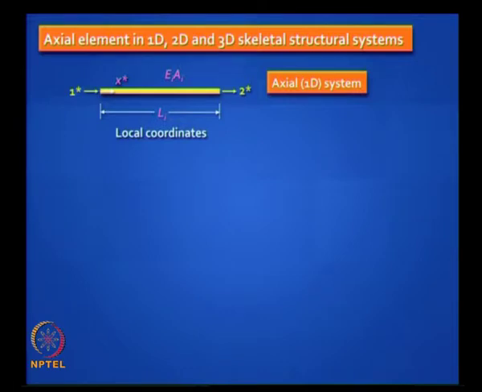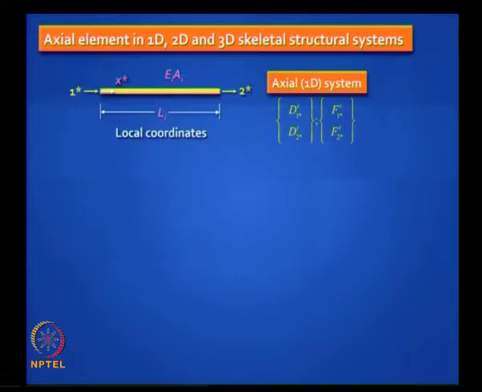The left node can move and we call that 1 star, and the right node can move, we call that 2 star. So this is the element displacement vector, this is the element force vector, right. Are they really independent, the 2 components of the vector?